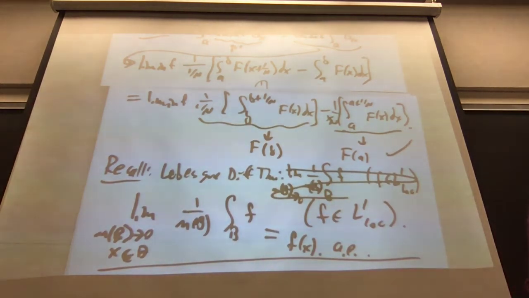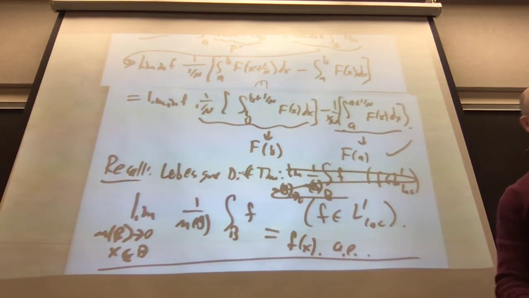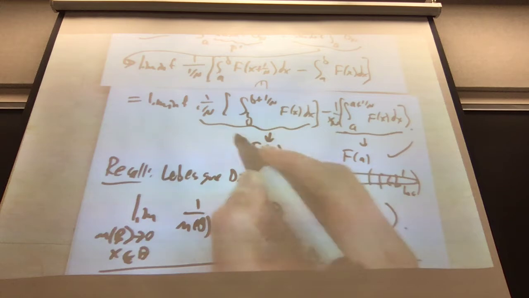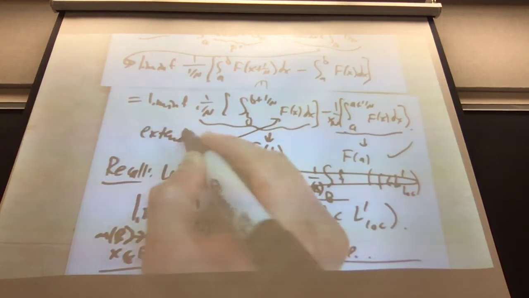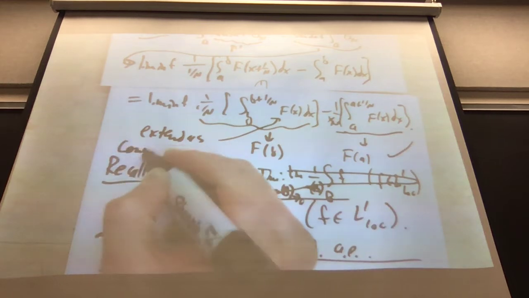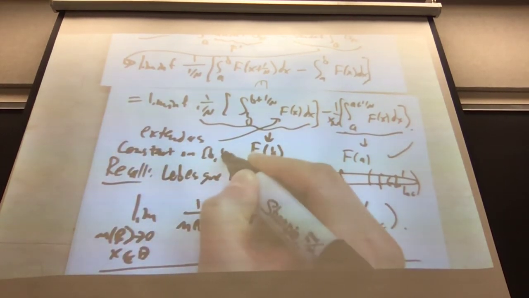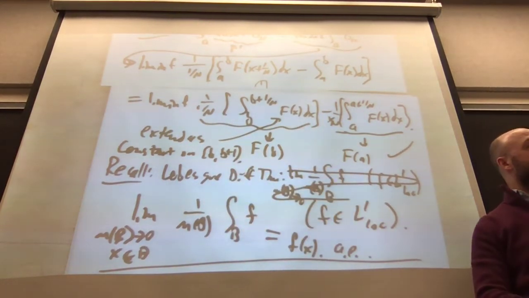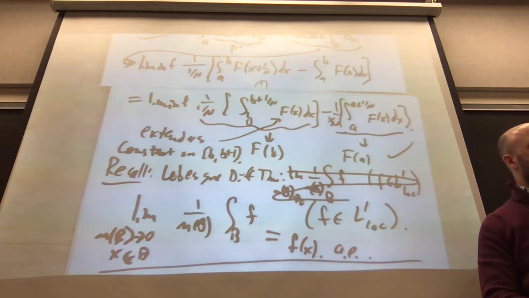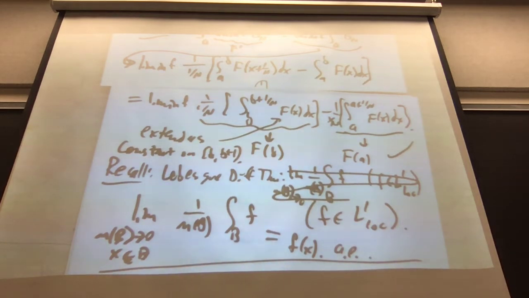Great. But the other one, you do, right? The other one, there you use Lebesgue differentiation. Yeah. I like that. Extend as constant on b to b plus 1. Yes? For the other integral, I think we can just use f is increasing, because if f is increasing, then the integral is at least 1 over n.